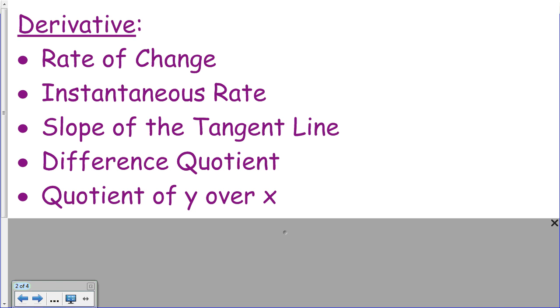And lastly, the last way we could describe a derivative is as a quotient of y over x. That comes directly from slope. Slope is a change in y divided by a change in x, so it's a quotient of y's over x's. Remember, that's a big distinguishing factor for us between a derivative, which is a quotient of y over x, and a definite integral, which is a product of x and y.